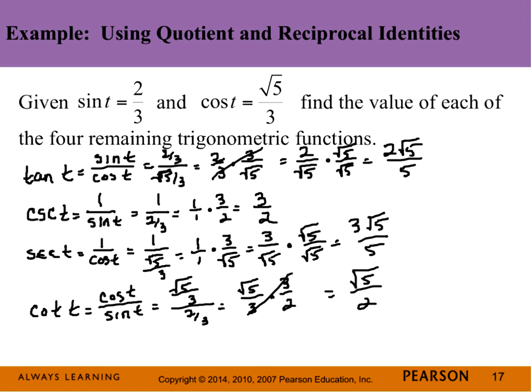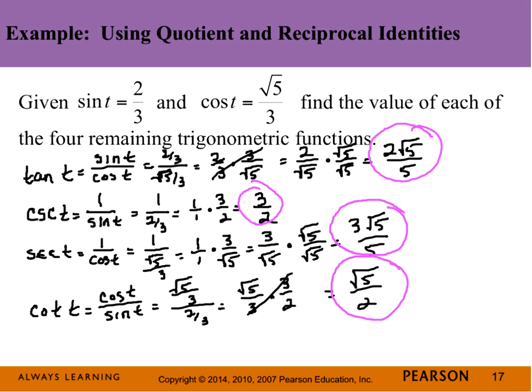So let me just indicate my answers here. Okay, my tangent is 2 square root 5 over 5. My cosecant is 3/2. My secant is 3 square root 5 over 5, and my cotangent is square root of 5 over 2. Y'all good to go? Yes, yes, yes. Very good.